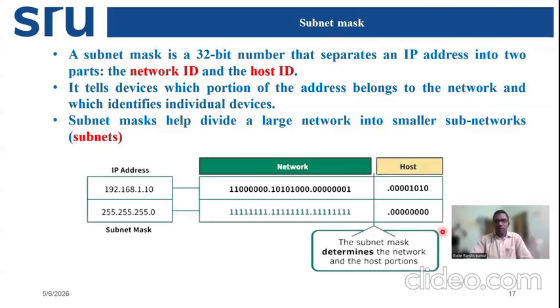Let us see an example. If this IP address is written, 192.168.1.10, 192 lies in the range 192 to 223, which means it is a class C address. A class C address means the first 3 bytes represent the network address and the last byte represents the host address. I explained that just before.